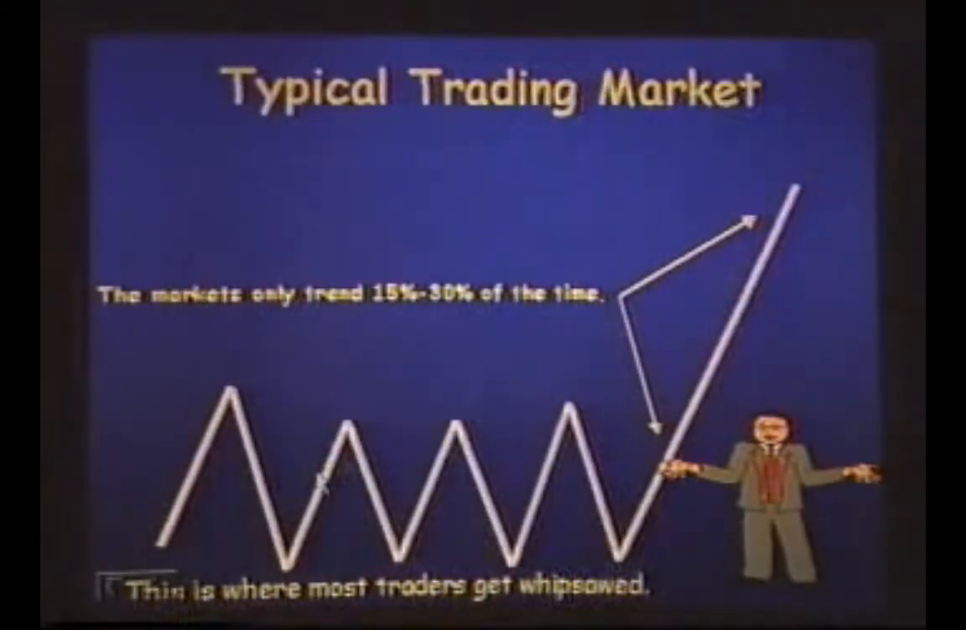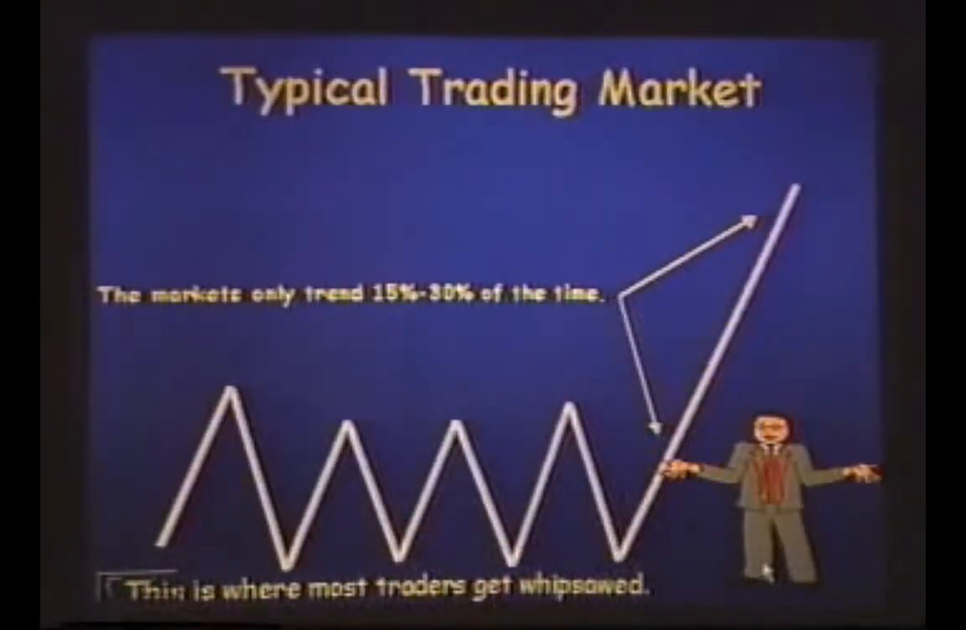A typical trading market. You'll see a market come up, pull back, up, back, up, back, up, back. By the time this move takes off, which is only 15 to 30% of the time does a market trend, you have been whipsawed so many times that you're either out of money, upset, mad at the market, or you've gone on and moved to a new market. So this market takes off and you're not there. After this market takes off, you come back because you missed it, and where do you think you enter again? Right back here in a wave 4.